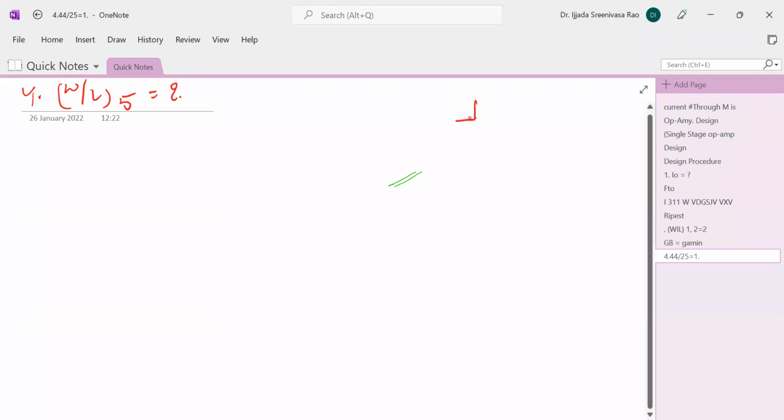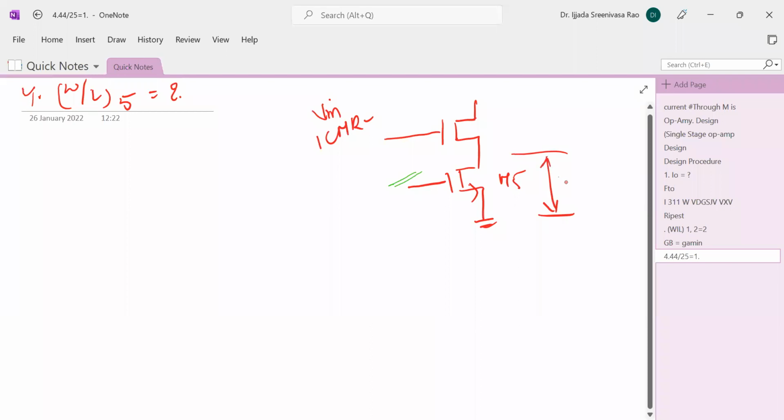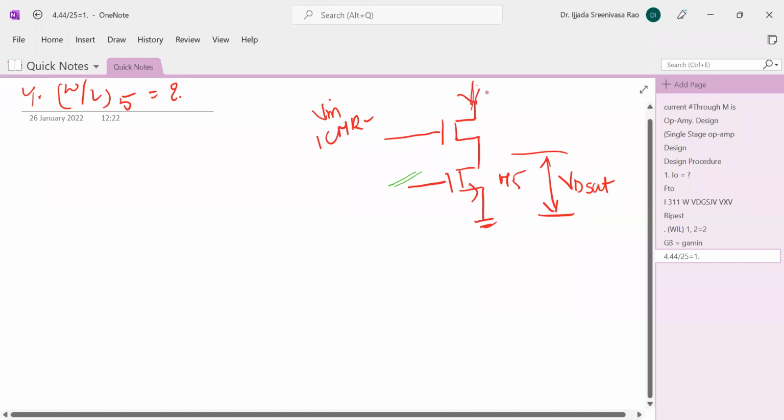If you take the M1 device, for which you are applying the Vin or ICMR minimum value, and at the bottom you have one transistor, that is the M5 transistor, and it is grounded. All are in saturation. That's why between this there is a VD sat. And the current flowing in this one is 25 microamperes. This is the M1 transistor. And between these two, there is a voltage of VGS.